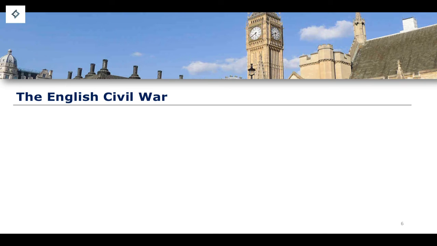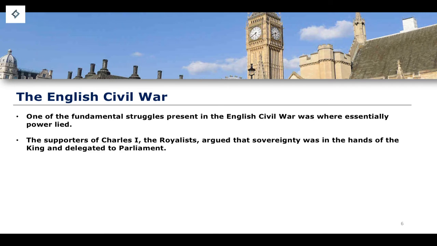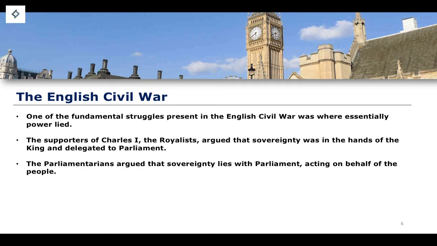The ultimate conclusion that we see here is that the English Civil War changes all of these processes quite significantly. This is one of the most fundamental power struggles that existed, and really it was a question of where we see power lie. The supporters of Charles I, the Royalists, argued that sovereignty lay in the hands of the king, and that sovereignty was delegated by the king with the express permission of the king to Parliament. The Parliamentarians, the people who supported Parliament, as you can probably imagine, believed that sovereignty lay with Parliament, acting on behalf of the people.